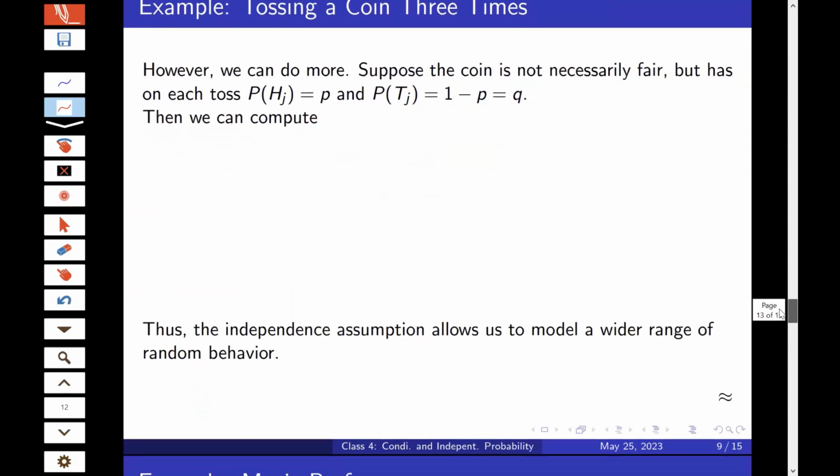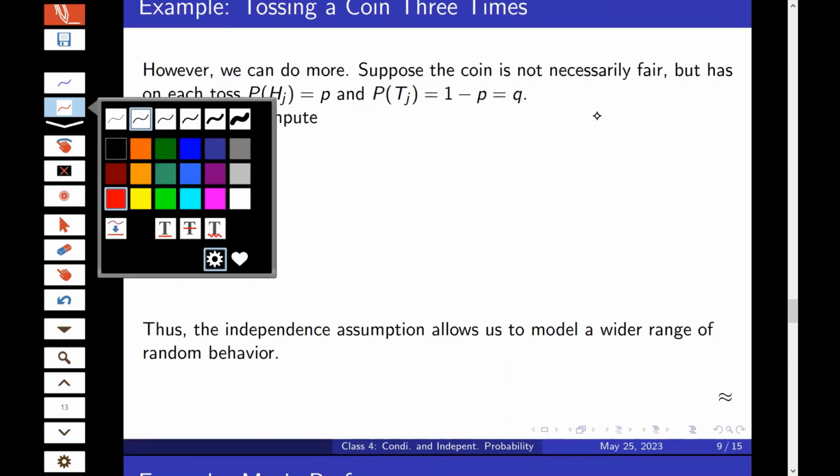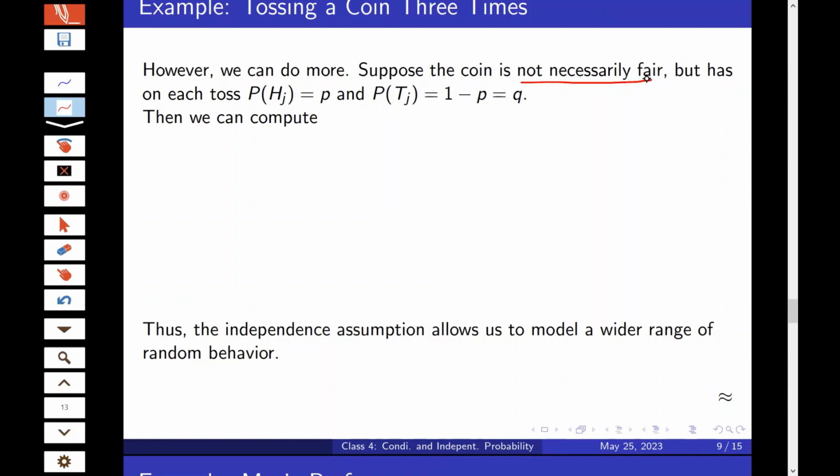Okay, so now suppose we are tossing an unfair coin. That means it's not a fair coin, but each toss has probability p of getting head and probability q of getting tail, where q is 1 minus p. Now it's like 1/3 and 2/3. The probability of getting head is not the same as the probability of getting tail, so that means it is not an equally likely event.